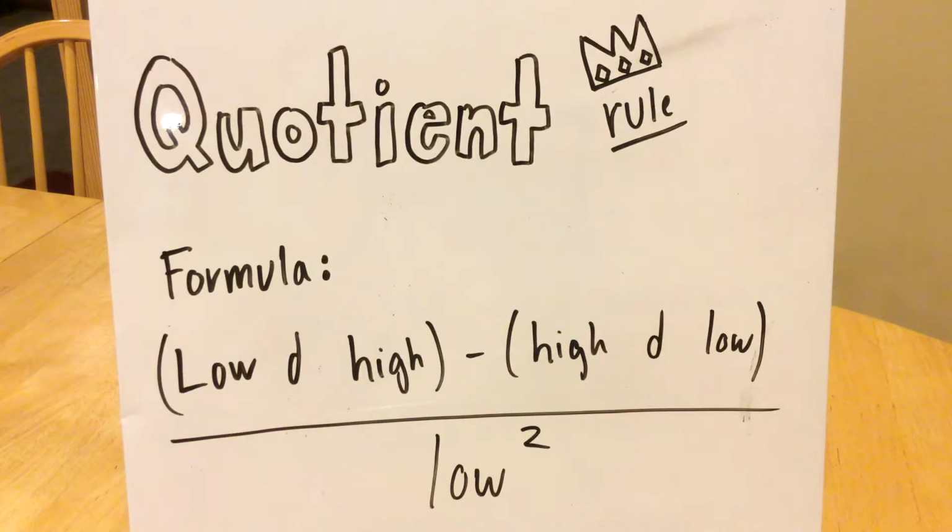When you're thinking of the quotient rule, the easiest way to come up with the formula is to just think of this jingle: low d high minus high d low all over low squared. If you're still a little confused, let's go into an example problem.